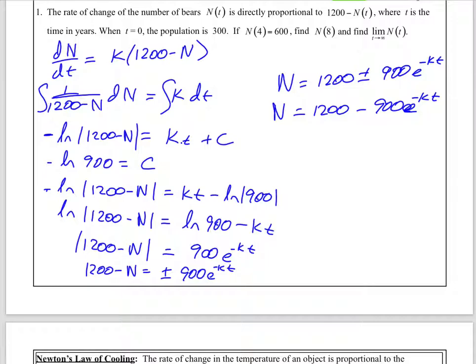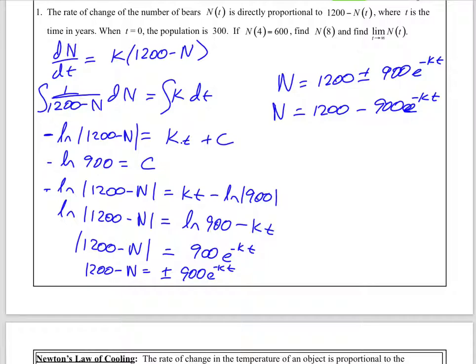Now what? Are we not done? You plugged in 0 and plug in 4. Or could you just subtract? I've got to eventually figure out what n of 8 is. So I've got to eventually plug in 8. Why does n of 4 equal 600 help? Good question. Why do I need that n of 4 equals 600?